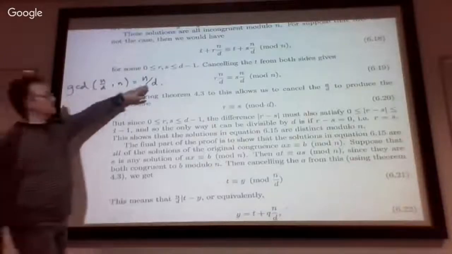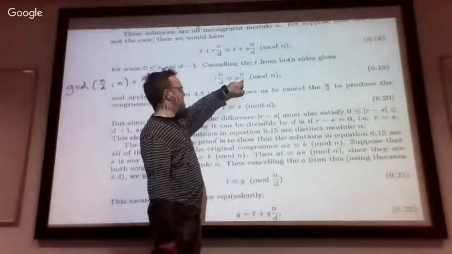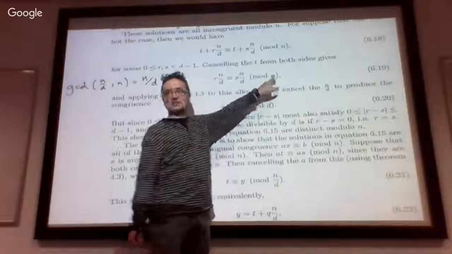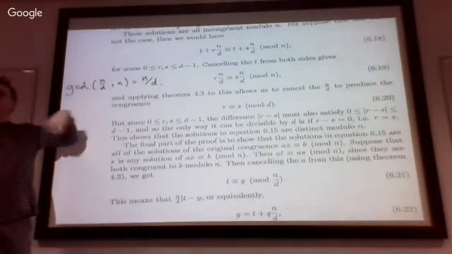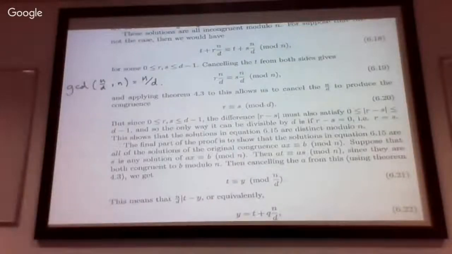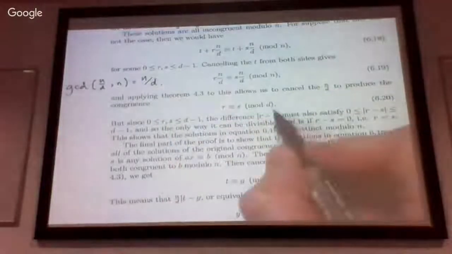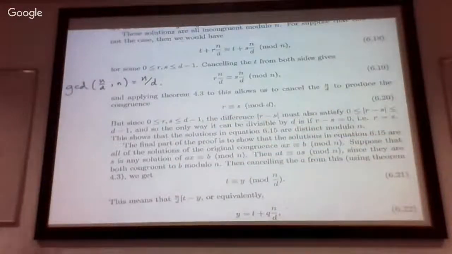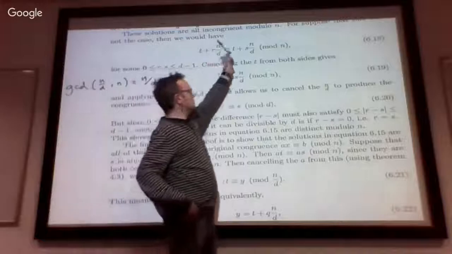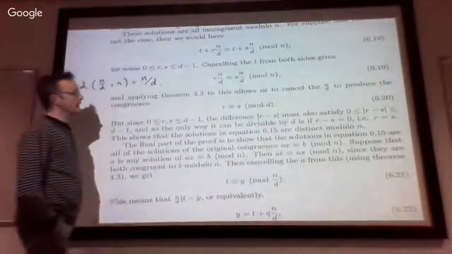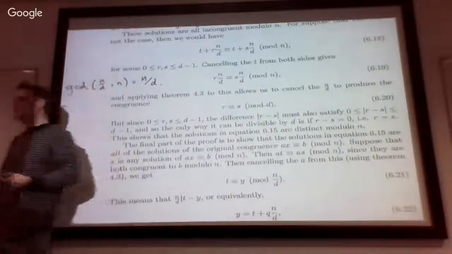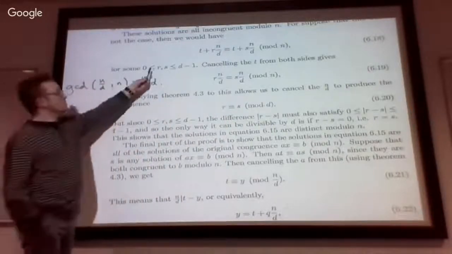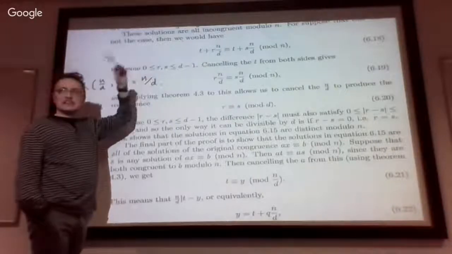So that's the greatest common divisor. So I can cancel this factor from both sides, but I have to divide the modulus by that greatest common divisor. When you divide n by n over d, you're left with d. Okay. The modulus divided by this greatest common divisor leaves us with the modulus d. So if we assume that these two solutions were congruent to each other modulo n, we end up with saying that r is congruent to s modulo d. Now, R and S were two instances of the index I.